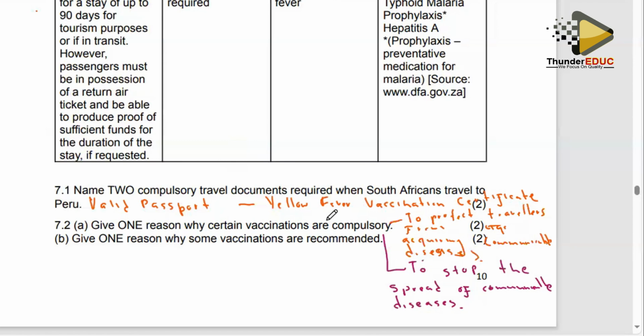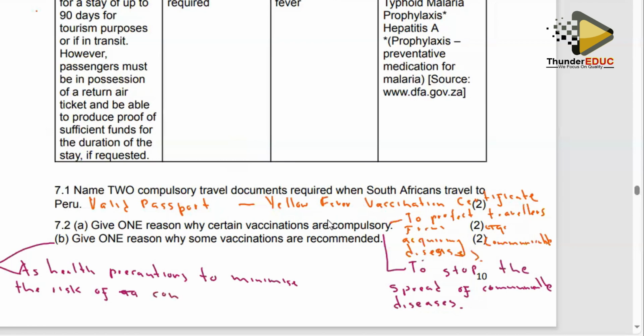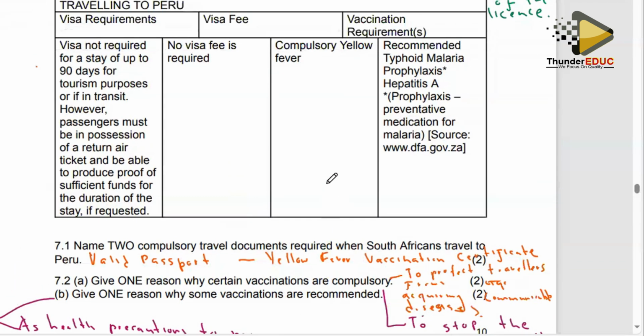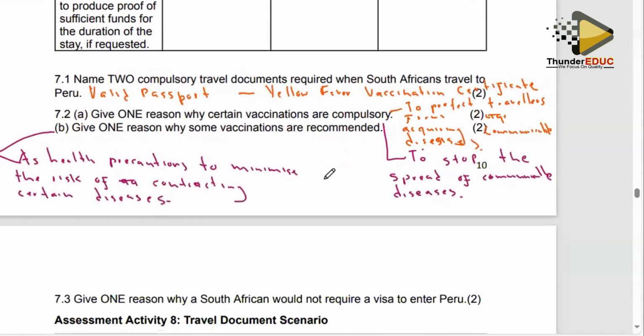Give one reason why some vaccinations are important. All right. They are just taken as health precautions to minimize the risk of acquiring or contracting certain diseases. No wonder some vaccinations are recommended, for example, vaccinations against typhoid, malaria, hepatitis, and so on.